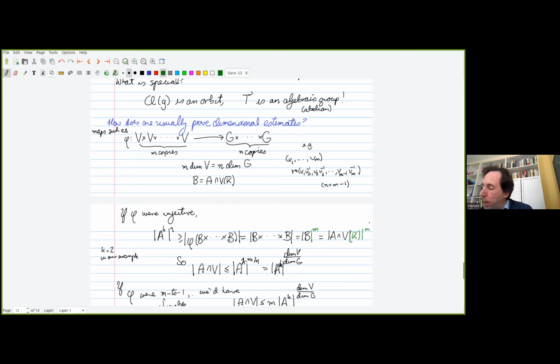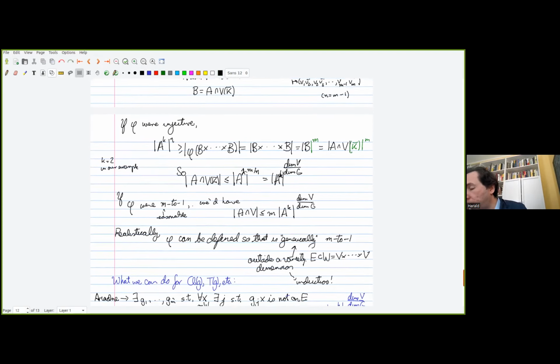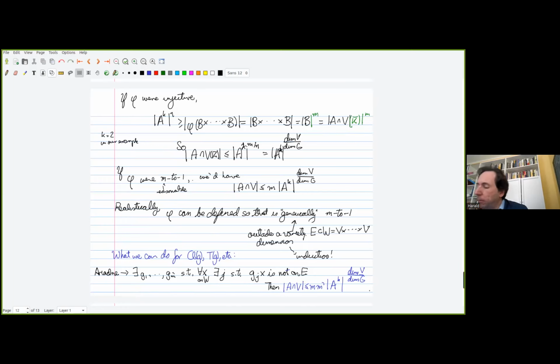So we get, just taking nth roots, the intersection of A with V, the number of elements of that, is going to be at most the number of elements of A^k to the m over k. And that's just the number of elements of A^k to dim V over dim G. Of course, phi is not generally injective, but even if phi were just m to 1, where m is reasonable, you would still get something like this. You would just have a constant of m in front.